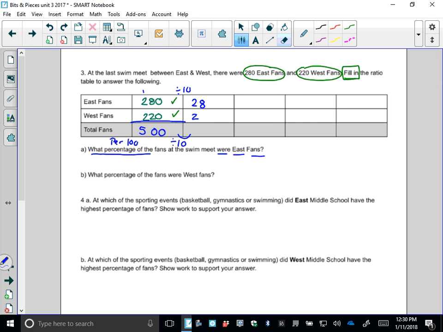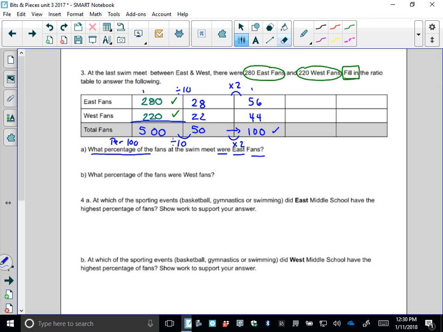When I divide 220 by 10, for example, I get 22. And if I divide 500 by 10, I get 50. And the reason that's nice is then I can just double. 28 times 2 is 56. 22 times 2 is 44. I should be able to add these two numbers and get 100, but I also should be able to double 50 and get 100 to check my work.